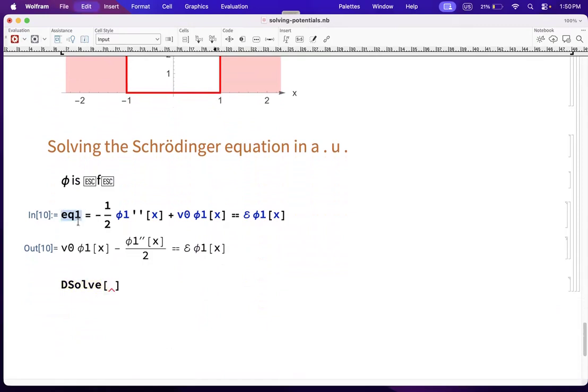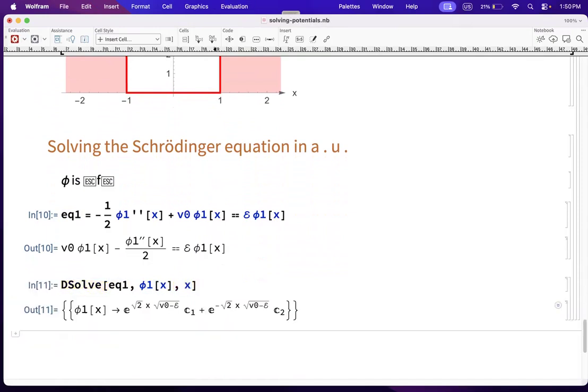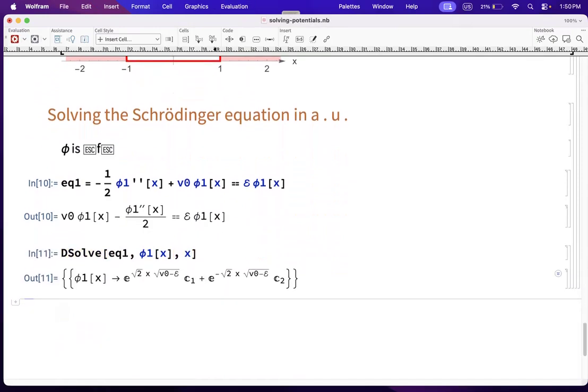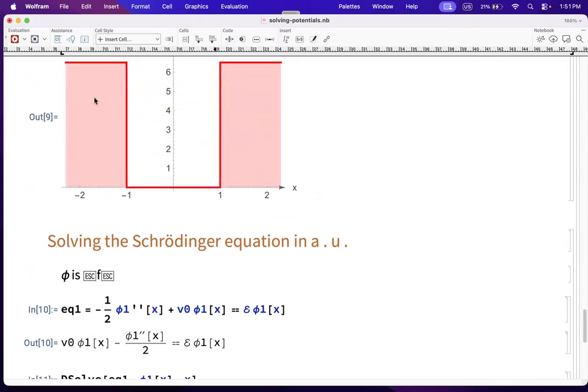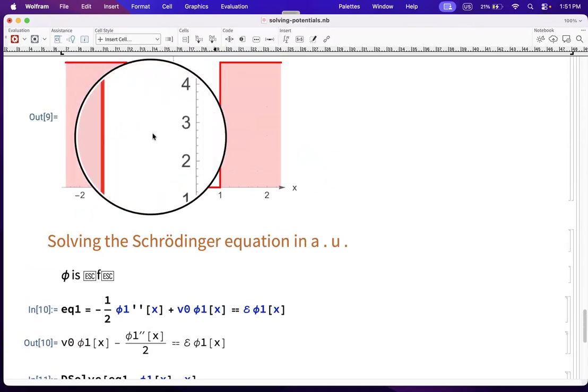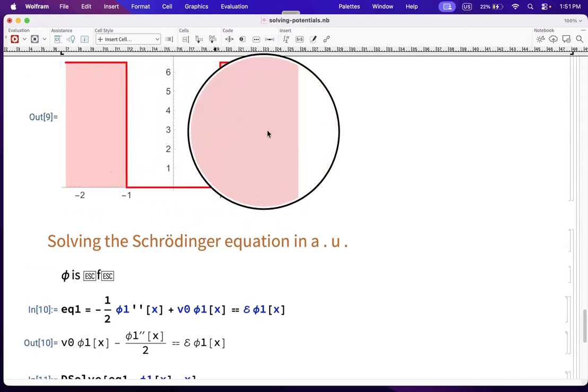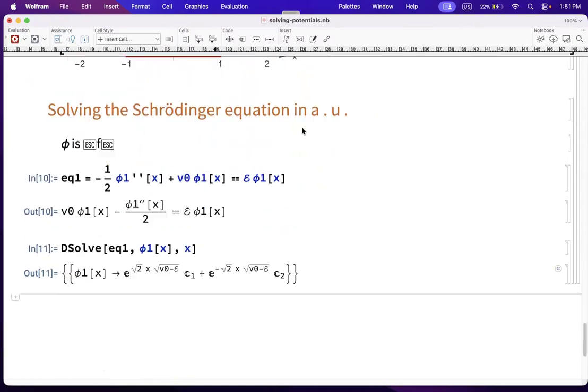this equation 1. In what function? Phi 1 of x, comma x. The solution is this. I'm going to pause here. Now let's do for the second part. So for region, this is region 1. This is region 1. This is region 2, and this is region 3. So I'm going to do for region 2, please.